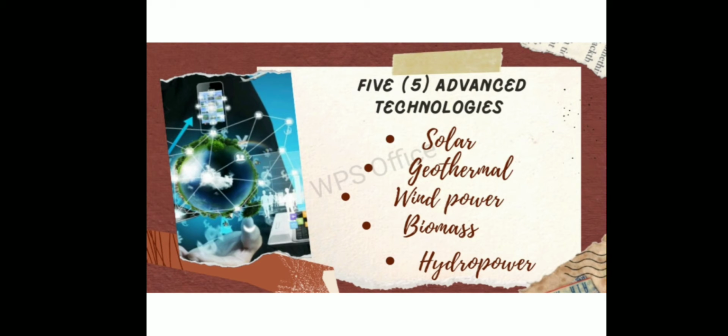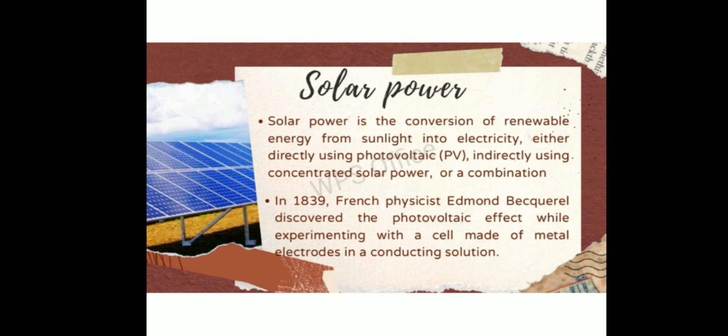So, five advanced technologies: solar, geothermal, wind power, biomass, and hydropower. So, what is solar power? Solar power is the conversion of renewable energy from sunlight into electricity, either directly using photovoltaics or PV, indirectly using concentrated solar power, or a combination.